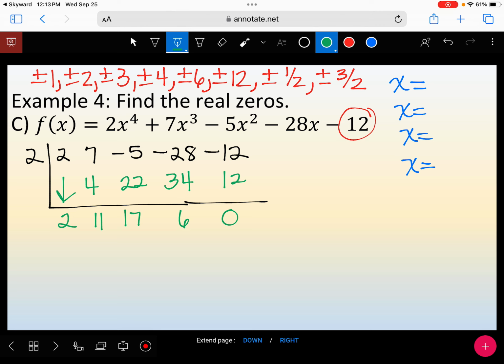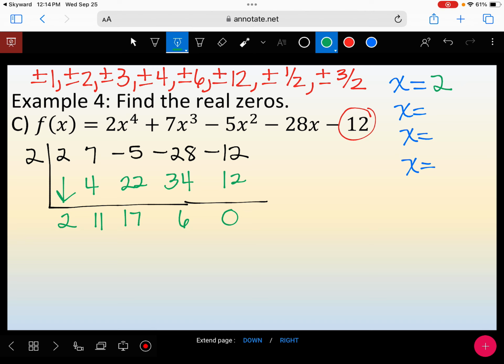Nope, we can't do a quadratic yet because we have more than 3 terms. So this is a 4th degree. We've got to knock it down from a 4th to a square, so we need to find 2 answers. So did 2 work for everybody? Yes.